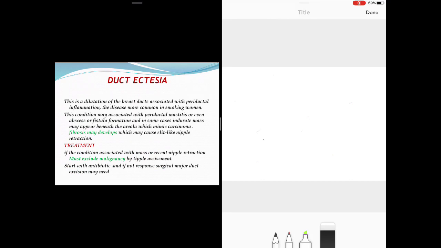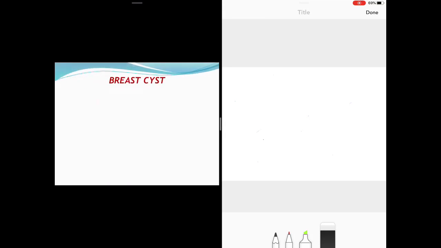The treatment is antibiotics. I must start by noting a slit-like nipple retraction. Nipple discharge must be excluded for malignancy by triple assessment, and then after diagnosis of duct ectasia, treatment is by antibiotic. If not resolved, we can remove the duct by surgery.